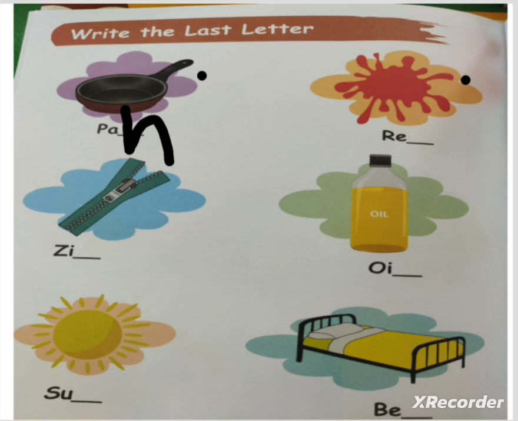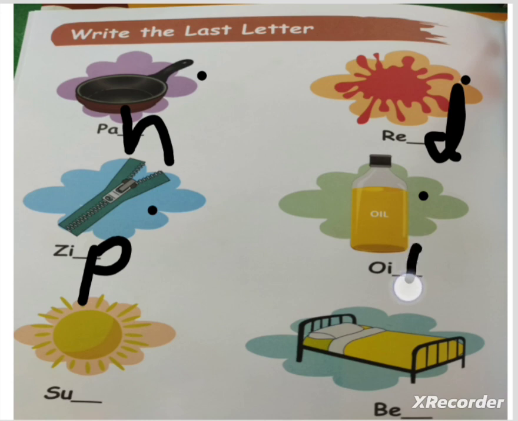This is, what's the color? Which is this color? Red. So R-E-D. Red. Okay. This is zip. What is this? This is zip. So its last letter is P. Z-I-P. Zip. This is oil. What is this? This is oil. So its last letter is L.